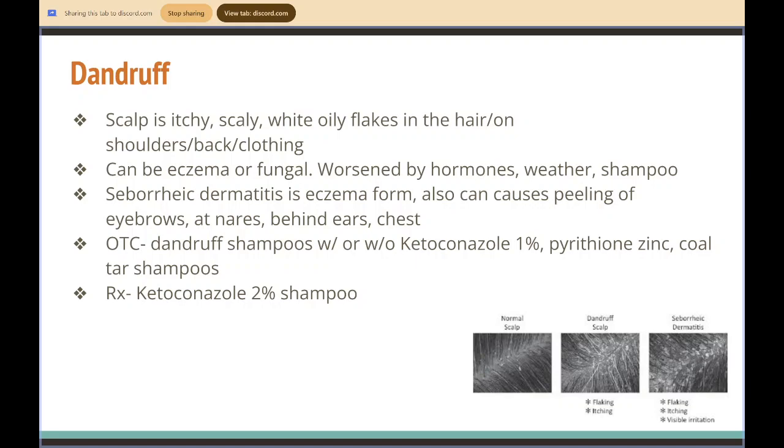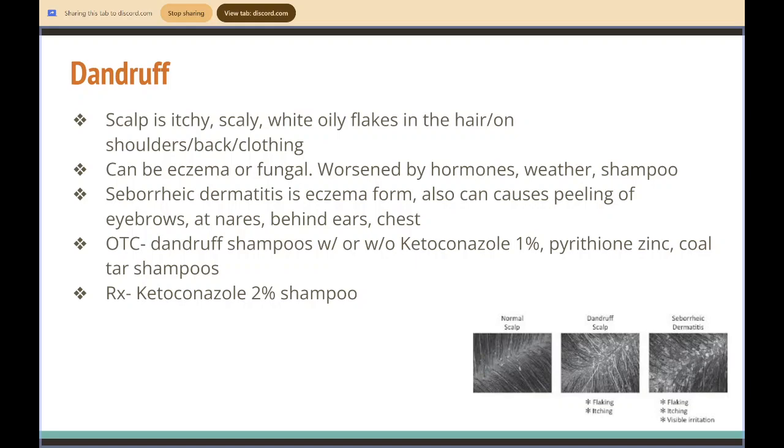Next, we have treatment options. And before we do that, if you look on the bottom right, there's a picture of a normal scalp, dandruff, and then seborrheic dermatitis. Seborrheic dermatitis, it's not shown in the picture, but besides dandruff, they'll also have redness where there's itching.